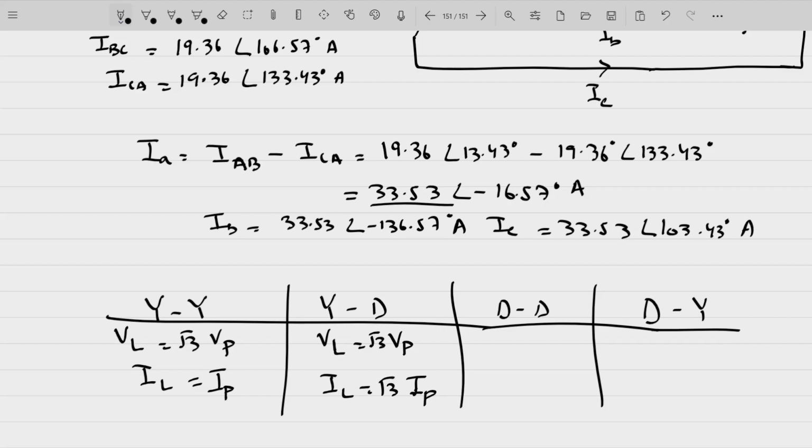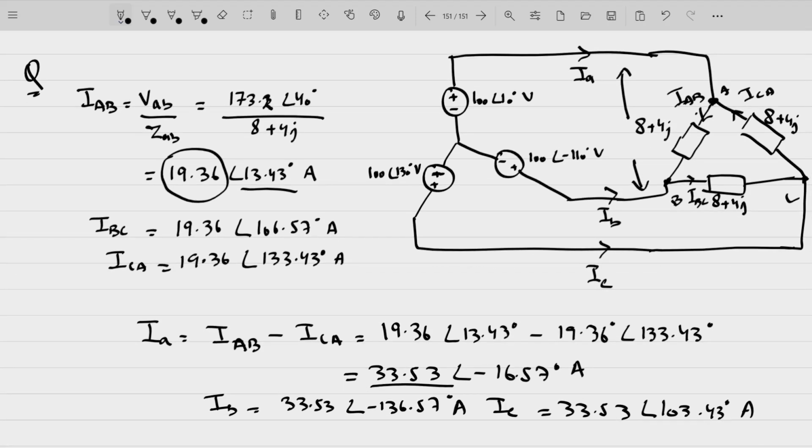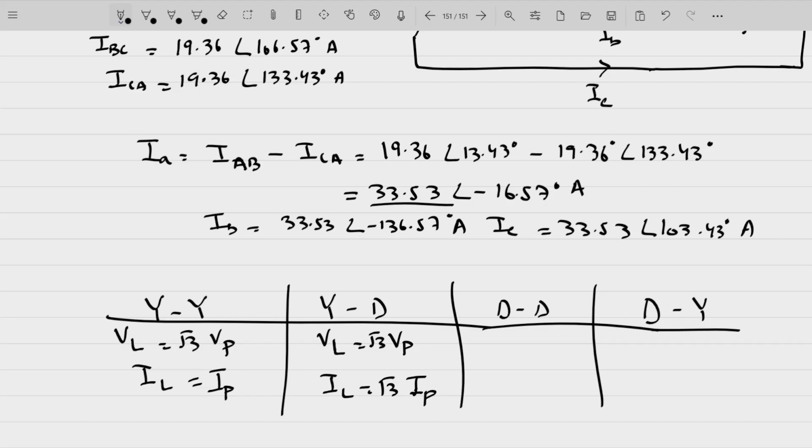So far, what we have seen is that in a star-star, line voltage is equal to root 3 times Vp, but line current and phase current are the same. But in a star-delta, the line voltage is also root 3 times Vp and line current is also root 3 times Ip. Once we complete this table, we'll see where we can opt for star-star connection, where we can opt for star-delta connection, where we can opt for delta-delta or delta-star connection, depending upon the values of these voltages and currents.